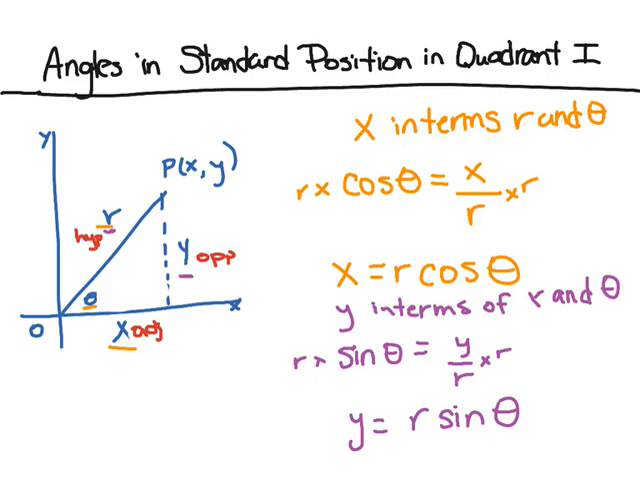So instead of writing our point as P of x, y, we can also write our point as P of r cos theta, comma, r sine theta.